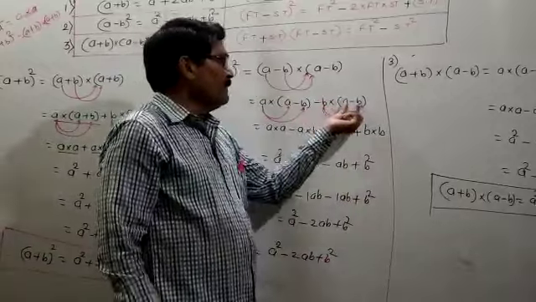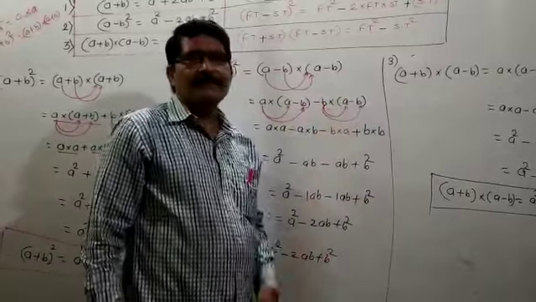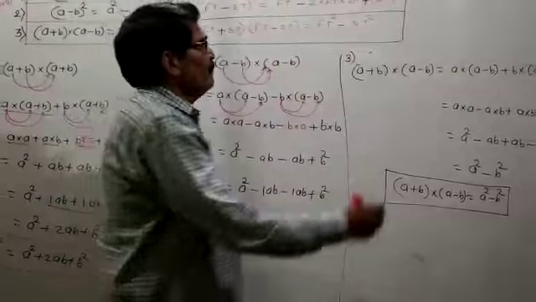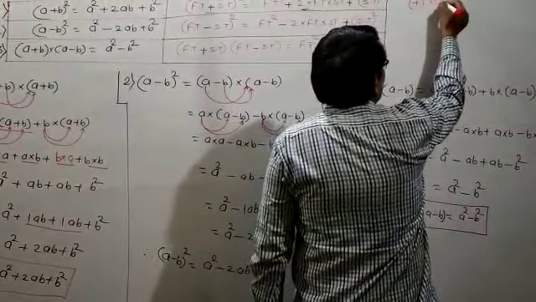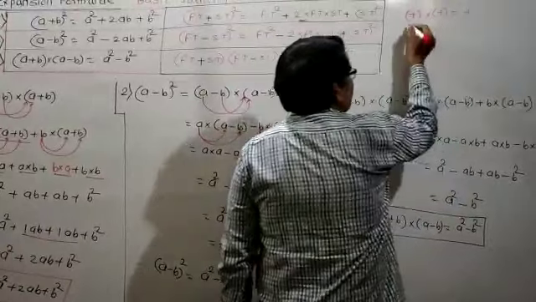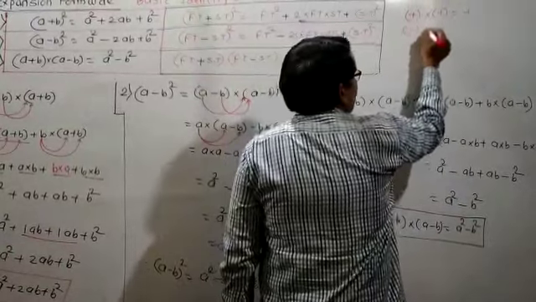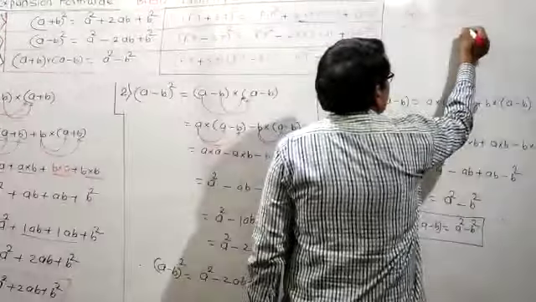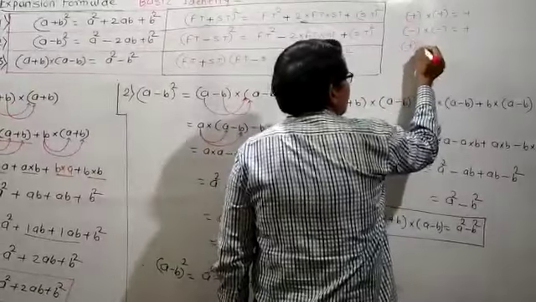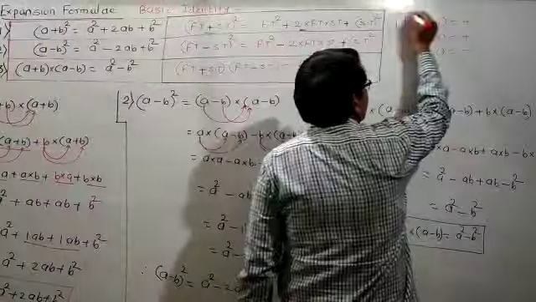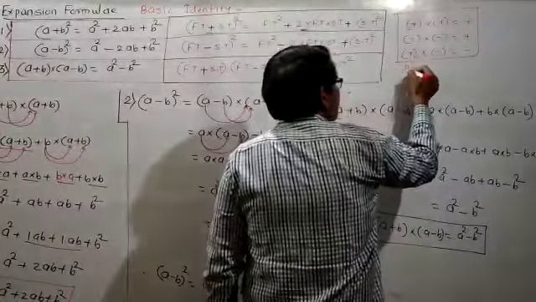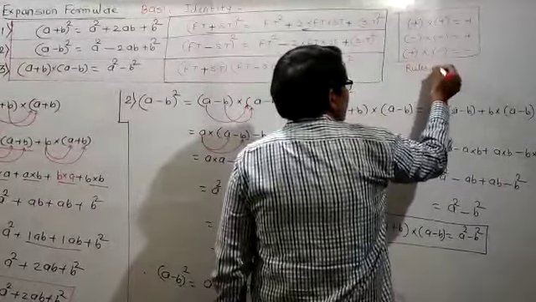Then minus multiplied by minus, here minus multiplied by minus is equal to, if both numbers are positive, the product is positive. If both numbers are negative, product is positive. If one number is positive, another number is negative, the product is negative. These are the rules of multiplication.